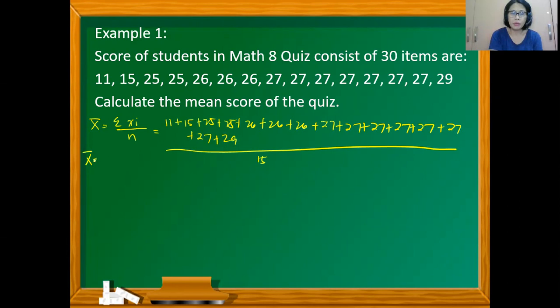Now, if the answer is non-terminating, we will round off the value to two decimal places. So after calculating, the sum is equal to 372. Again, divided by 15, this gives us 24.8. Okay?